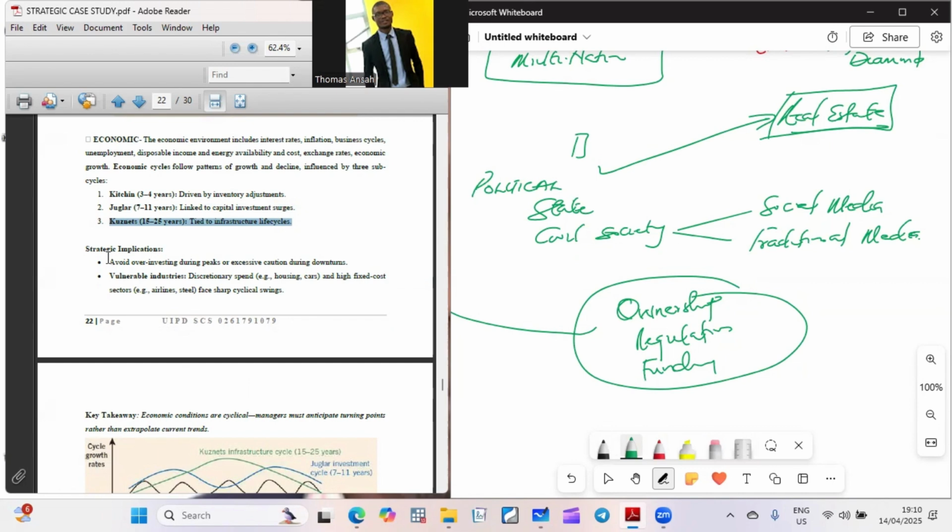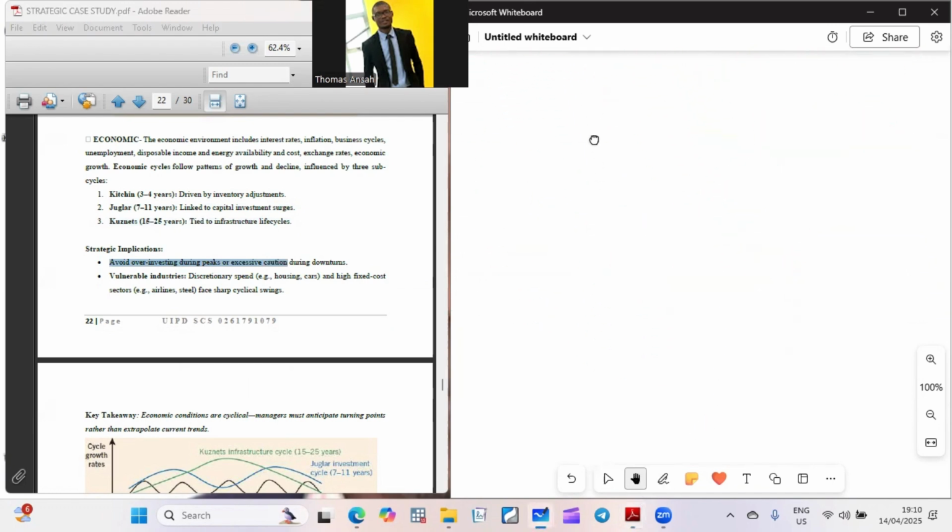So we say avoid over-investing during the peak, or let me give you this simple illustration. Right now it is evening and it is 7:10. It is getting darker, is that not so? When did it start getting darker?